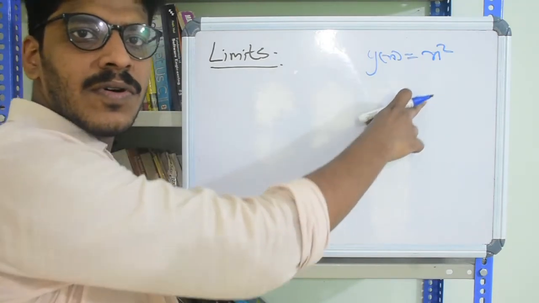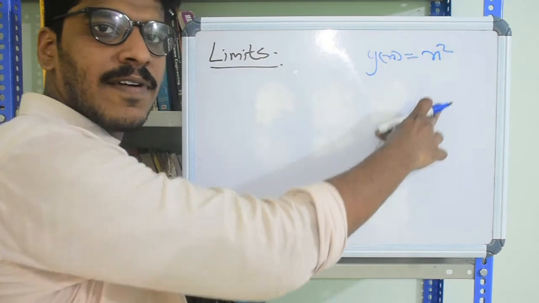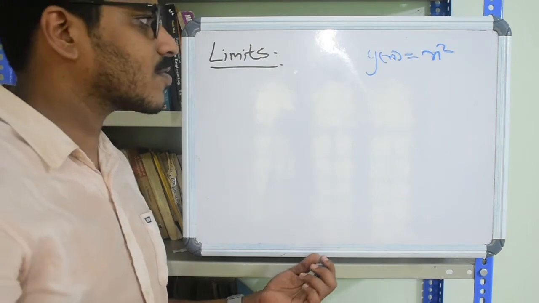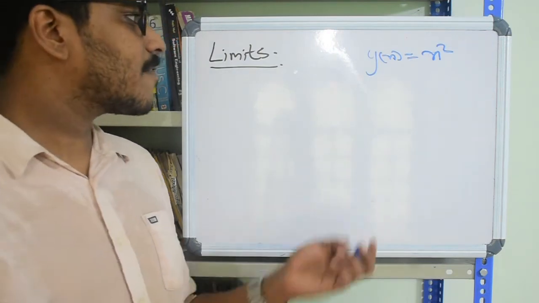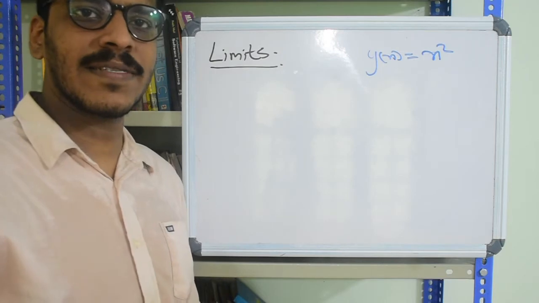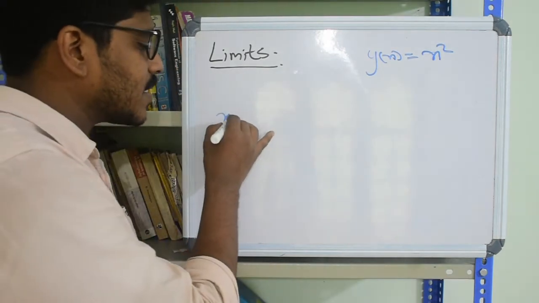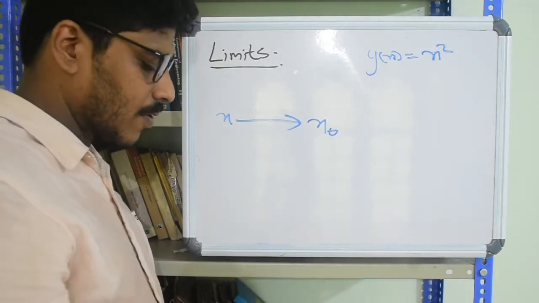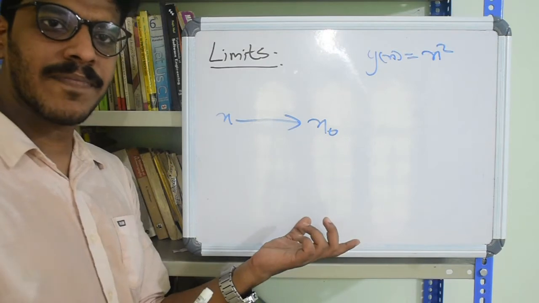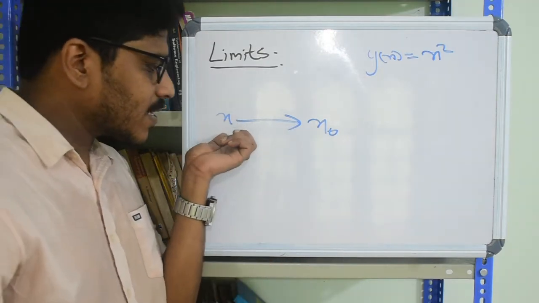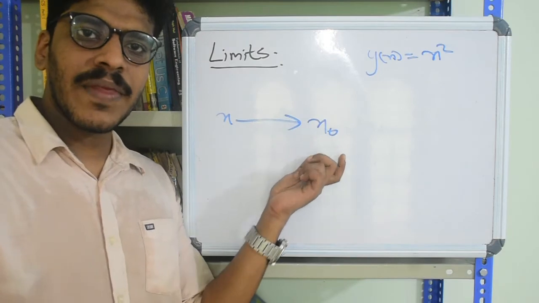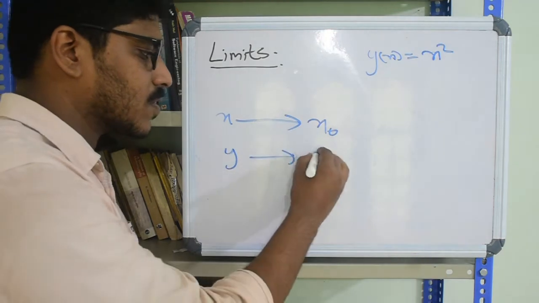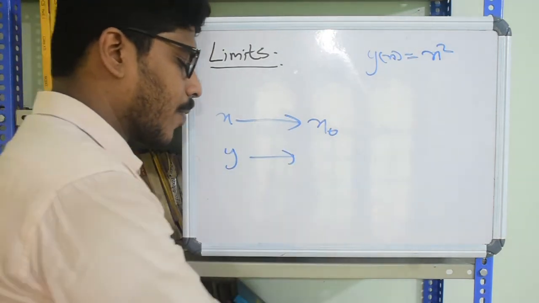For x equal to 0, the value of y is 0. For x equal to 1, the value of y is 1. In the same way, as x changes, y also changes. This gives rise to the concept of limits. Suppose I tend x to a certain point, x0, or let it be a general point. I take x very close to x0 and observe where y moves to. Suppose y moves to a point called L.